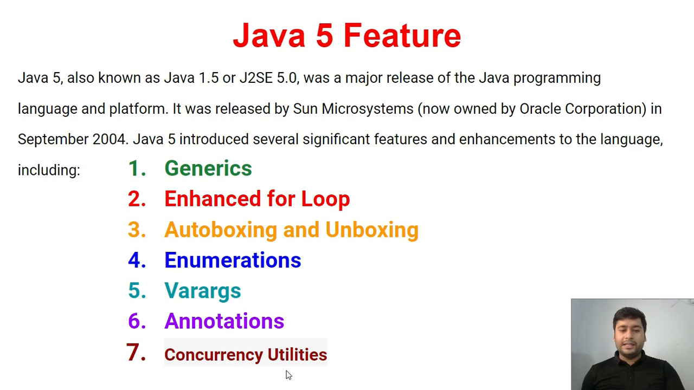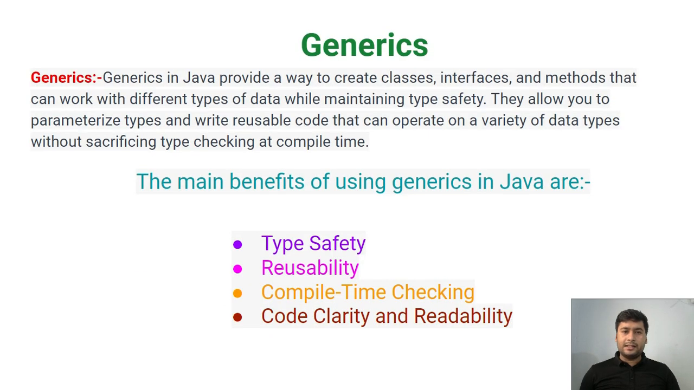And the concurrency utility is also one of the features. Like in the collections, we have the Collections utility class in the util package, which provides lots of methods that we can use to sort our collections. Whatever things we have mentioned here, those are the features in Java 5. If you want to learn in depth, you can go through the slides and understand exactly what they are saying.